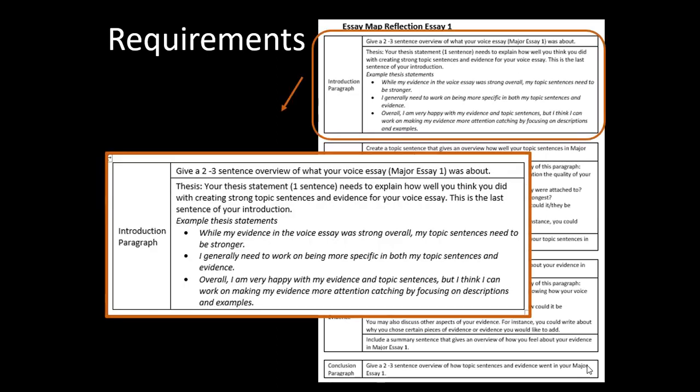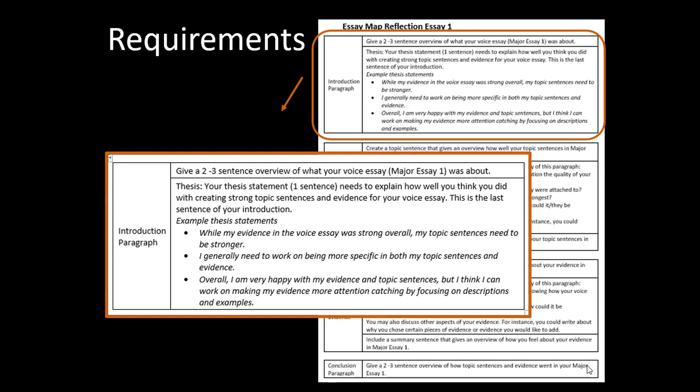In the introduction paragraph, I want you to start it with 2 to 3 sentences worth of overview about what your voice essay was all about. Then you move into your thesis. Your thesis statement, which is 1 sentence, needs to explain how well you think you did with creating strong topic sentences and evidence for your voice essay. It needs to mention both things: what you thought about how you did on your topic sentences and what you thought about how you did on your evidence.